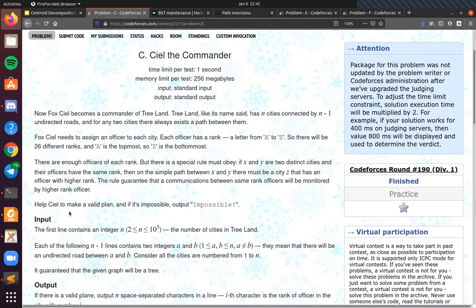So the problem is you are given a tree, and for each vertex you have to assign an officer. An officer is a letter from A to Z, and you have only one rule that for each city... for this, just build a tree with height less than 26, right?